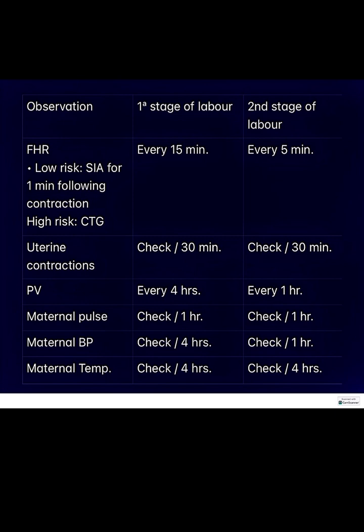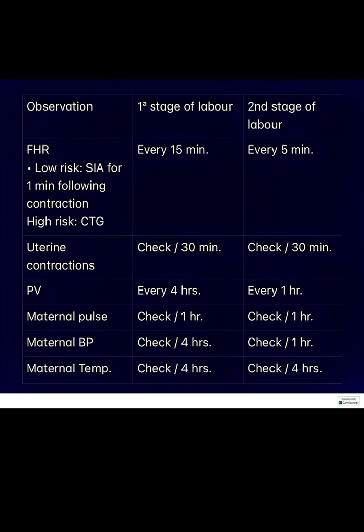But for the low risk patient, remember this point, this is one of your SBAs: the scenario is given to you and there is no high risk point, so what you will do is intermittent auscultation. In the first stage of labor, you have to do intermittent auscultation every 15 minutes, and in the second stage of labor every 5 minutes.